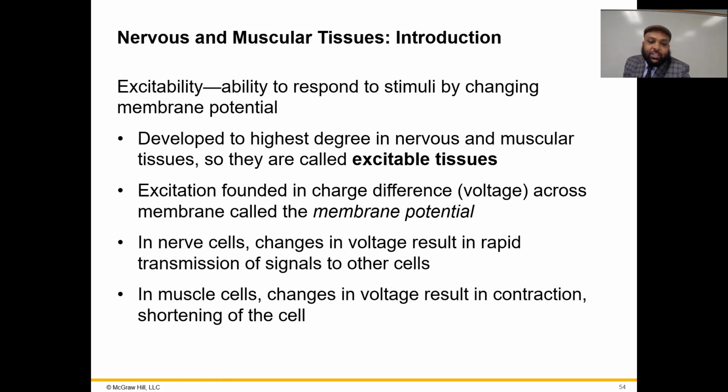The excitation is founded in charge differences. The voltage across the membrane is called the membrane potential. In nerve cells, changes in voltage result in rapid transmission of signals to other cells. In muscle cells, changes in voltage result in contraction and shortening of the cell.